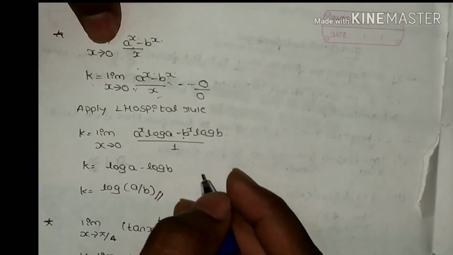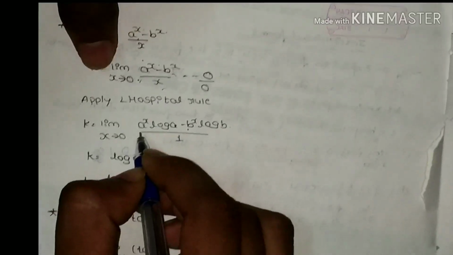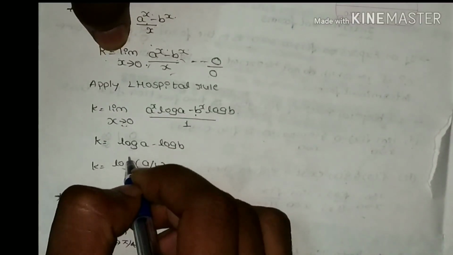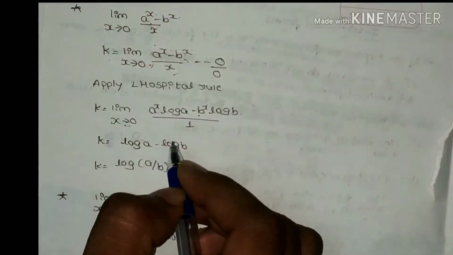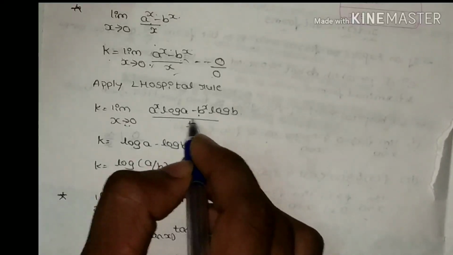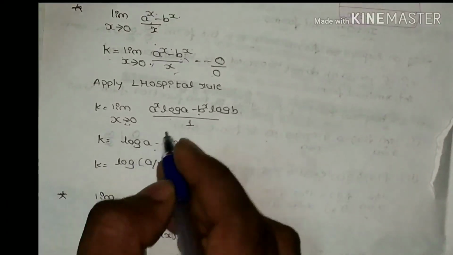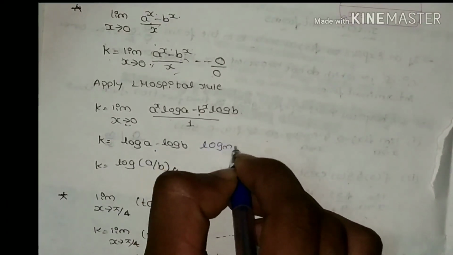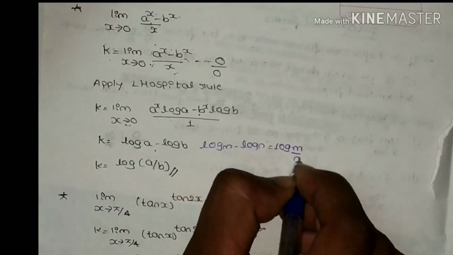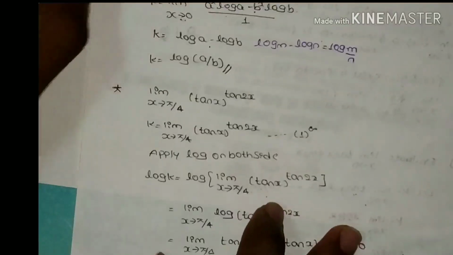Okay. So here apply the limit, wherever x is there put the value of x, that is 0. a raised to 0 is 1, b raised to 0 is also 1, so it becomes log a minus log b. So here it is in the form of log m minus log n, which can be written as log m by n, that is log a by b is the final answer.